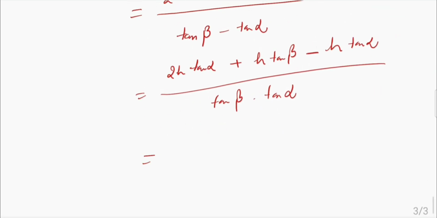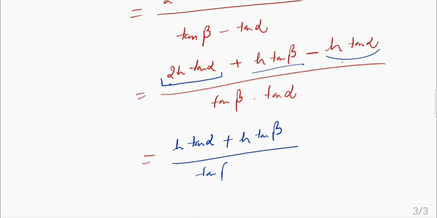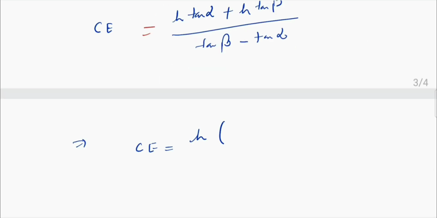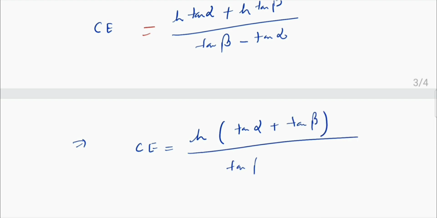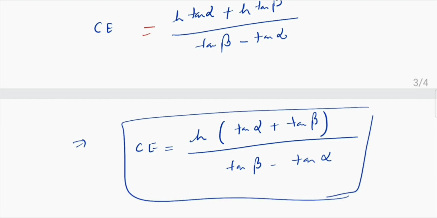So this is equal to, we'll combine 2 times h times tangent alpha with minus h times tangent alpha. So this is 2, this is 1, so 2 minus 1 is equal to 1. So we can write h times tangent alpha plus h times tangent beta divided by (tangent beta minus tangent alpha). So CE is equal to h times (tangent alpha plus tangent beta) divided by (tangent beta minus tangent alpha). This is what we have to prove here. So this is the height of the cloud from the lake.